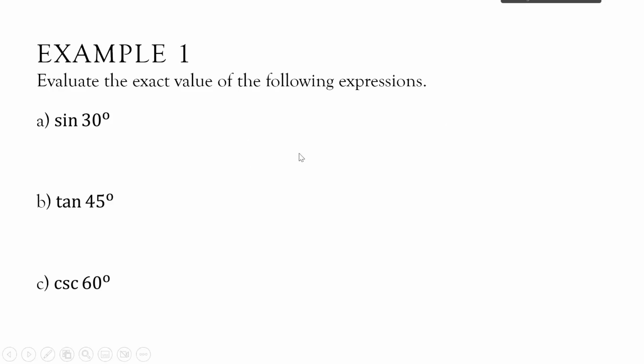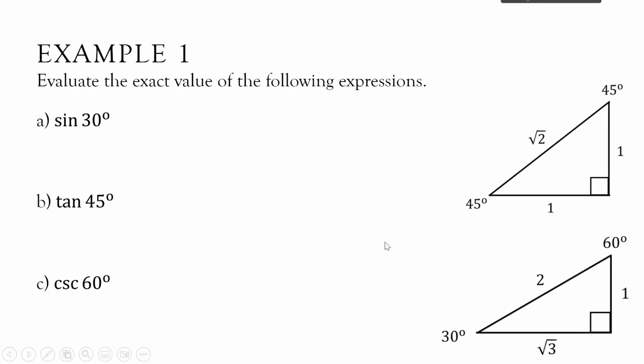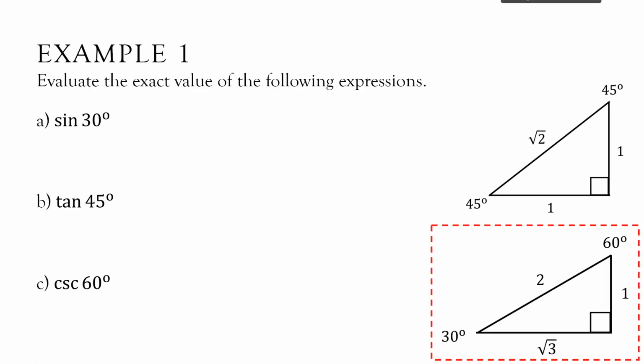To help us with this, I'm going to pull up those same two triangles I had earlier. I'm just going to put them on the side here, just for reference. Part A has sine of 30 degrees. If I want to deal with 30 degrees, then I should probably be looking at the triangle that has 30 degrees on it. So I'm going to be looking at this bottom triangle, and I'm focusing on 30 degrees. Now that I have the triangle I want to work with, how do I deal with sine of 30 degrees? Well, we know that sine of 30 should be opposite over hypotenuse.